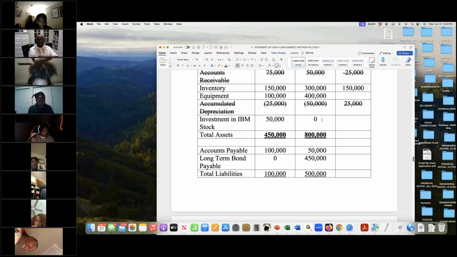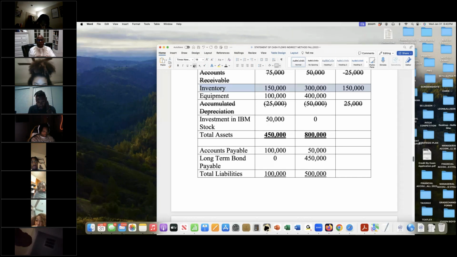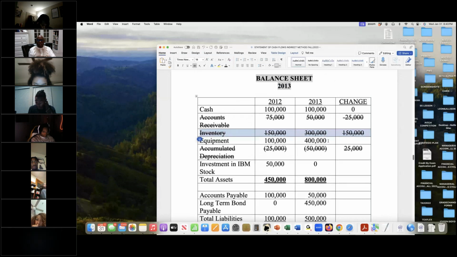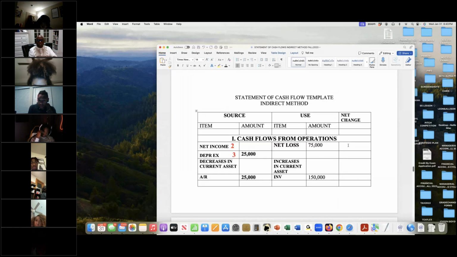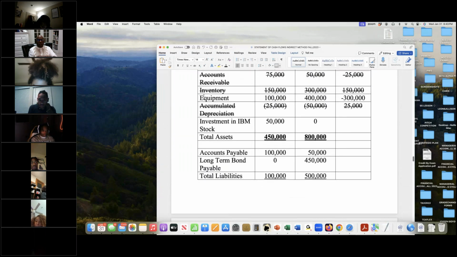The inventory account has been taken care of. What we're doing is striking out all of these accounts on the balance sheet to come up with our change. Equipment comes next. Equipment went up by 300,000. So that's a positive change, but it's a use. That becomes a use of cash. We said long-term assets come in part two, so we're going to put 300,000 here as a use. So just hang with me. Now we've got the equipment taken care of in terms of explaining the uses of the asset.